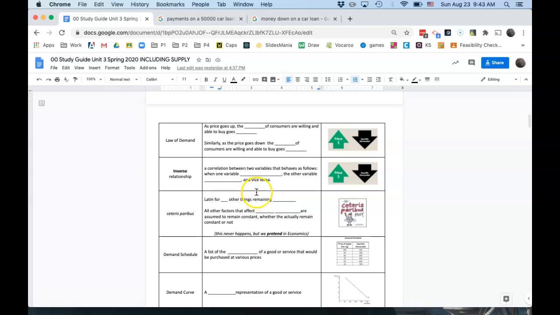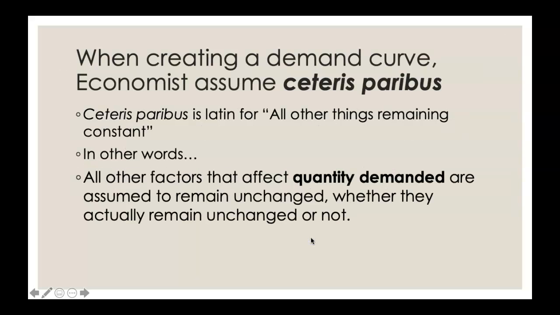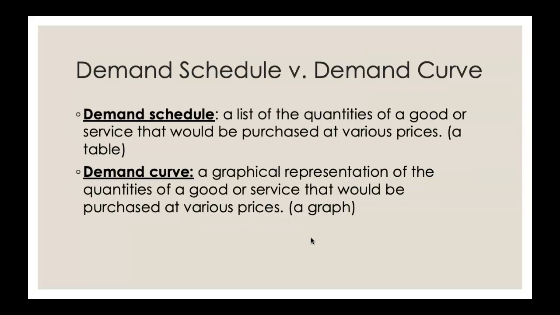whether they actually remain unchanged or not. So we're saying as prices go up, quantity demanded goes down. As price goes down, quantity demanded goes up. That is imagining that everything else in the world just is frozen and no changes are made. The weather doesn't change. The tastes of the public don't change. We're pretending for a moment that those things aren't changing. And that is how we work with the law of demand. Nevertheless, that never happens. It's more of a theoretical state of mind.